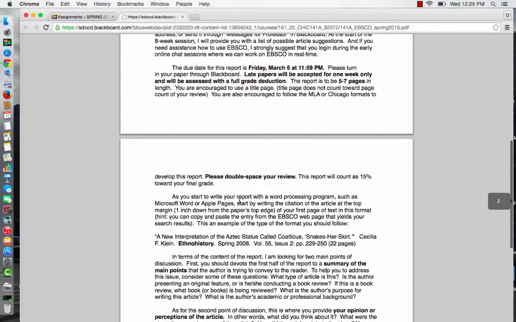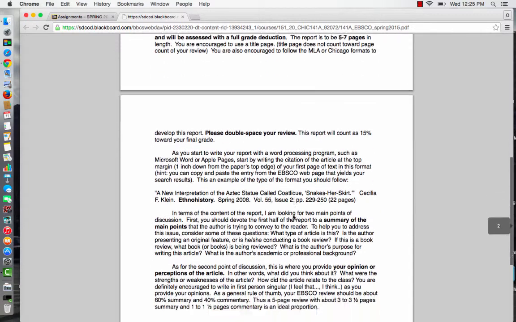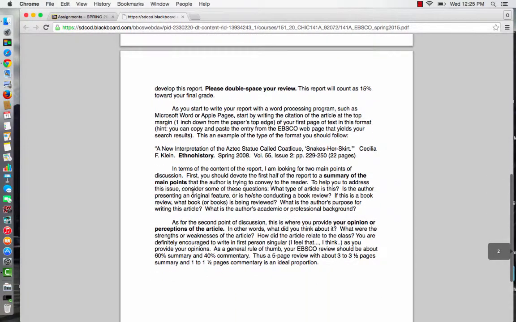Again, here's more about which software program I want you to use, and let me quickly go over this information right here. There are 2 main points of discussion I want you to be looking at. First and foremost, give me a summary of the main points of the article. What's the author trying to convey? What type of article is this? Is this an original research, or maybe a book review of different books about a certain topic? What's the author's purpose for writing this article? What's his or her academic or professional background?